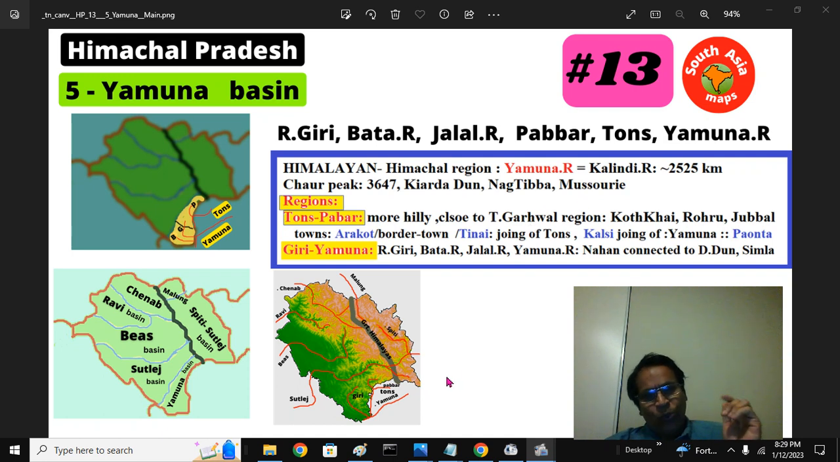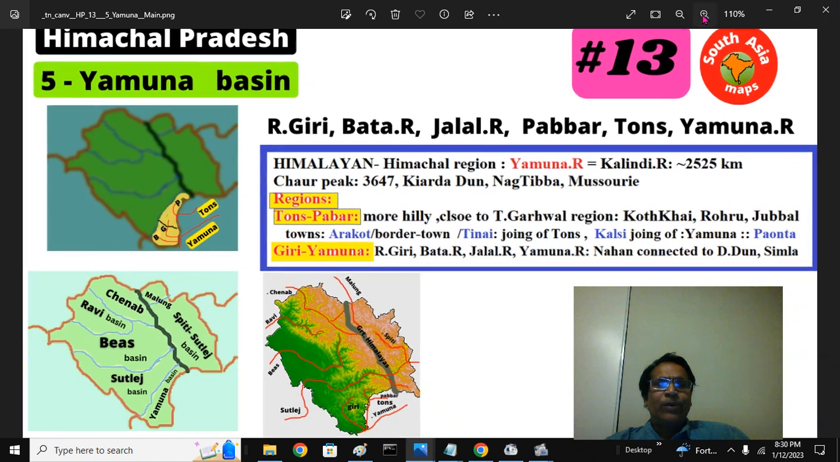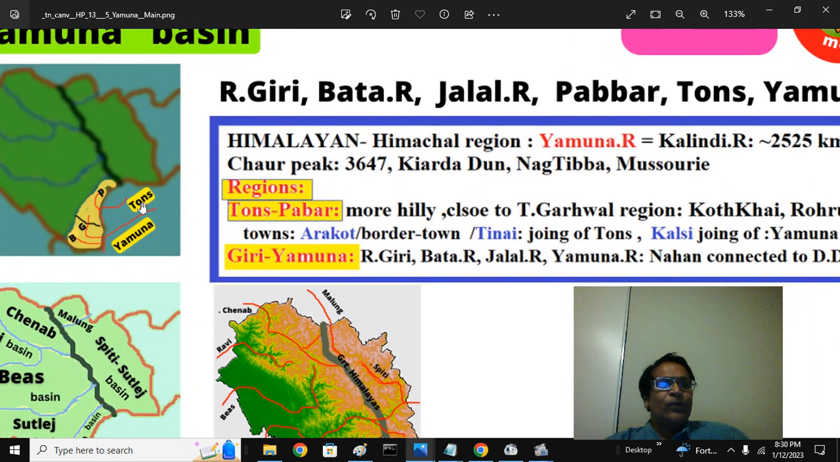It has two regions. Tons and Pabbar region in the east. You can see Tons and Pabbar region. This is the Tons River, Yamuna River, Tons River, Pabbar. I put it P. And G is the Giri River. This is the Bata River. Two regions, northern Tons, Pabbar region.